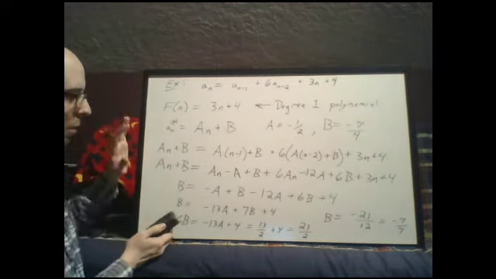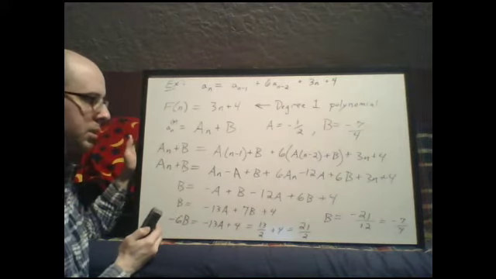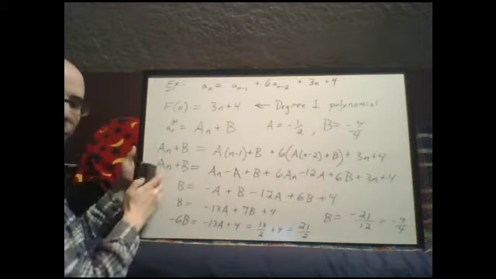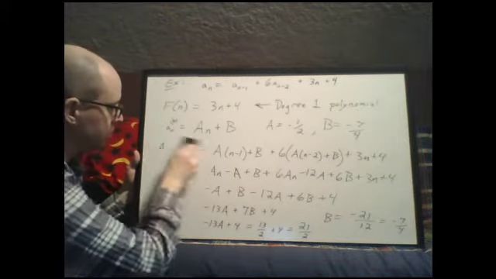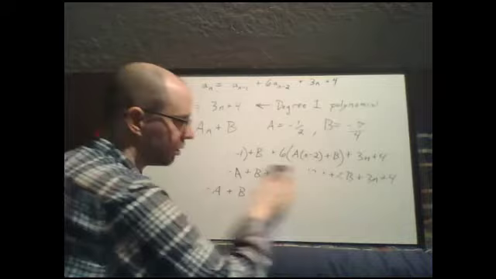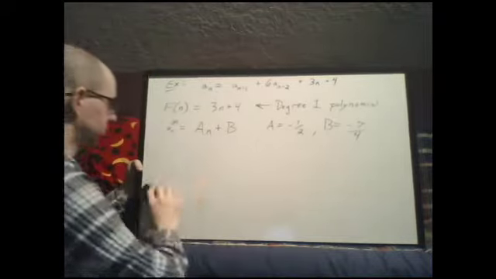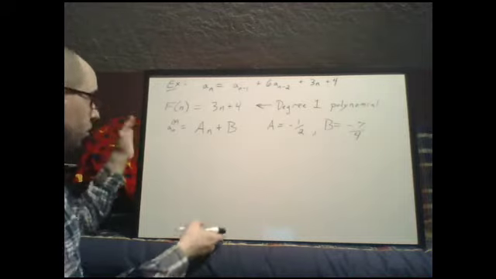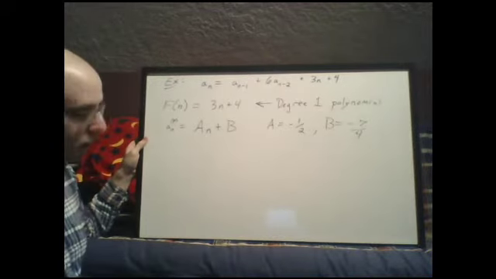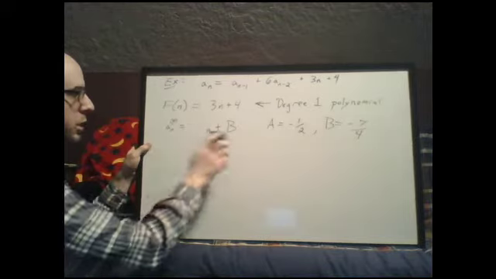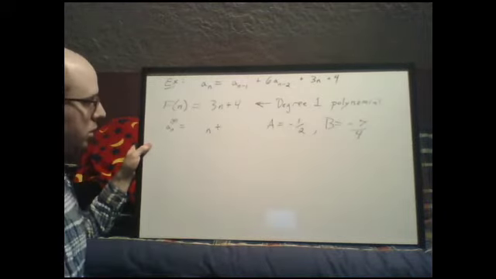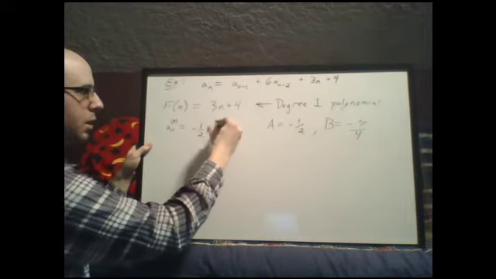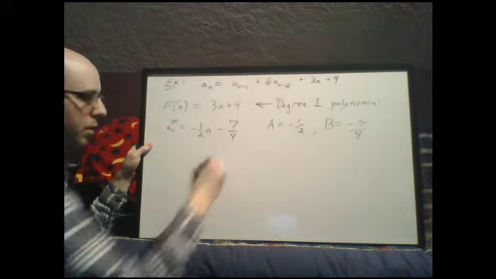Okay, so it can get a little bit messy, but it's a straightforward algebra problem to solve for the unknown coefficients on these things. All right, so after all that work, our particular solution looks like negative 1/2 n minus 7 over 4.